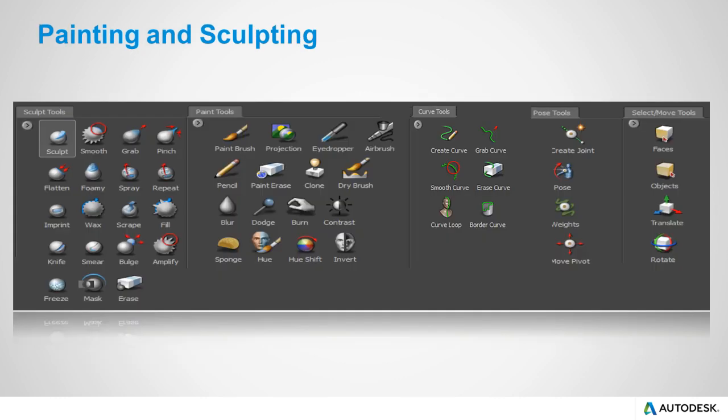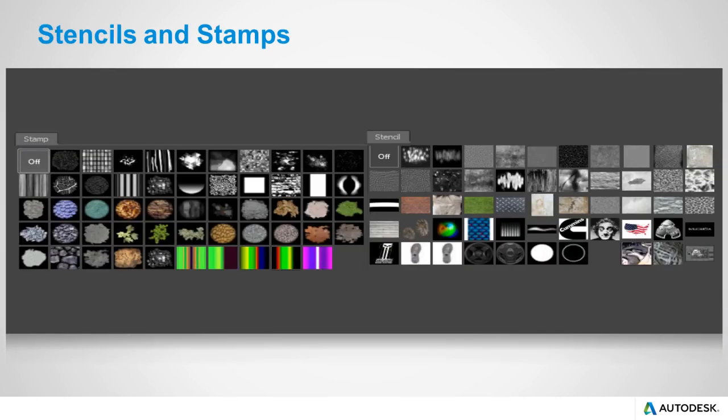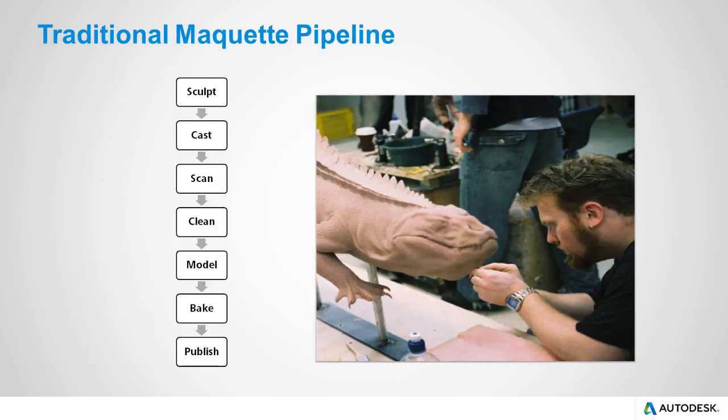So painting and sculpting tool sets, quite simple. We have the sculpting tool tray, the paint tool tray, curve tools, pose tools, and select move tools. These are quite simply laid out into the bottom of your interface within Mudbox. Very simple to use and adjust to what your liking may be for sculpting. Stencils and Stamps, these are some of the default stencils and stamps. Let's take a look at using textures or stencils and stamps here.